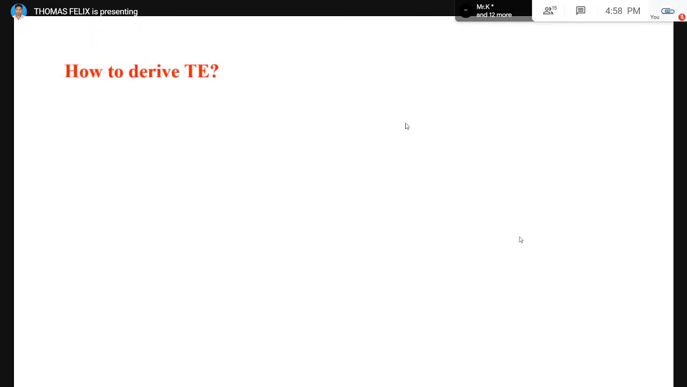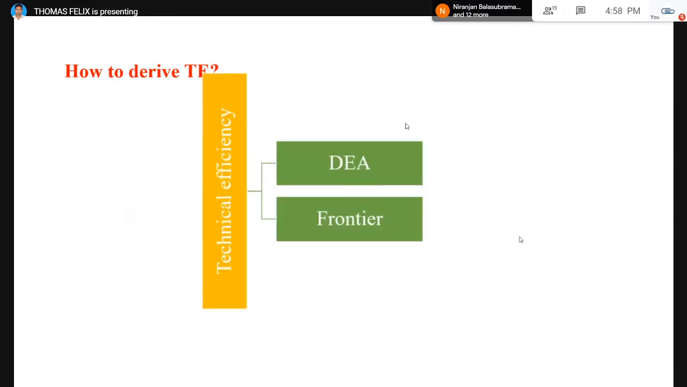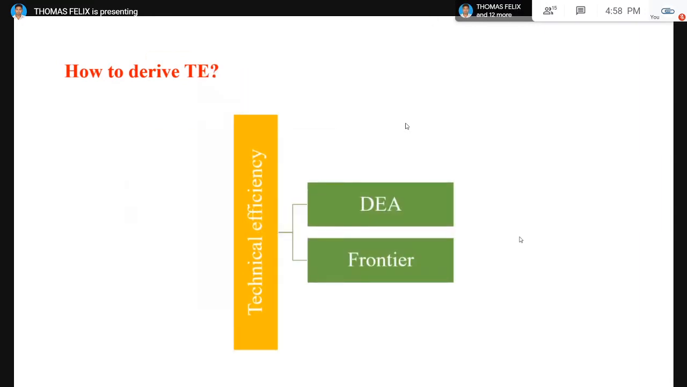Next, how to derive technical efficiency? Technical efficiency can be calculated through two different types of approaches. One is the data envelopment approach, another one is the frontier approach. Is the data envelopment approach a parametric approach or a non-parametric approach? DE approach.